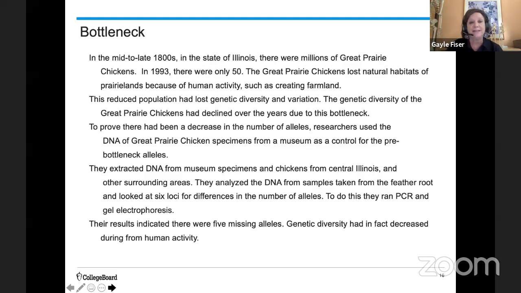To prove there had been a decrease in the number of alleles, researchers used the DNA of great prairie chicken specimens from a museum as a control for the pre-bottleneck alleles. They extracted DNA from museum specimens and chickens from central Illinois and other surrounding areas. They analyzed the DNA from the samples taken from the feather root, and they looked at 6 loci for differences in the number of alleles. To do this, they ran PCR and gel electrophoresis. Their results indicated there were 5 missing alleles. So genetic diversity had in fact decreased during human activity.